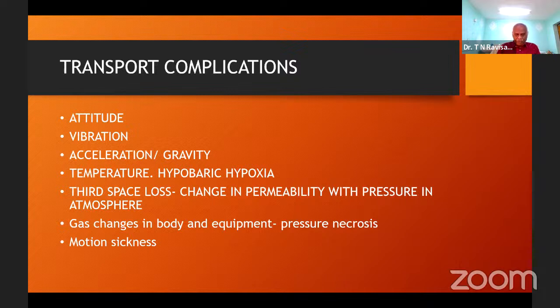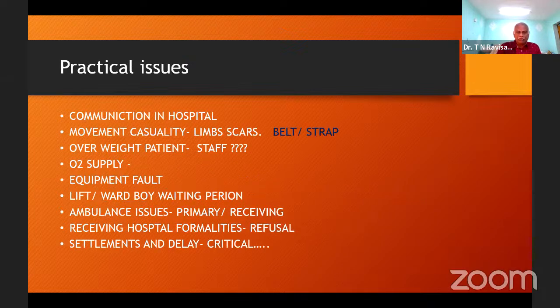Temperature and hypobaric hypoxia are some of the complications in transport. Third space loss is quite common in an air ambulance transfer or when the patient is coming from uphill down, or when they are going from down to up the hill for their back to the residence or something like that. Gas changes in body and equipment, pressure necrosis, and motion sickness all need to be carefully monitored when the patient is on transport. Practical issues that need to be seen is communication within the hospitals.